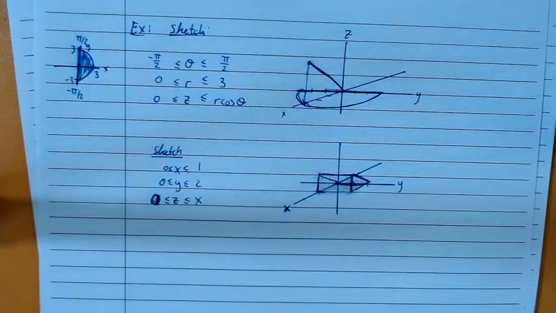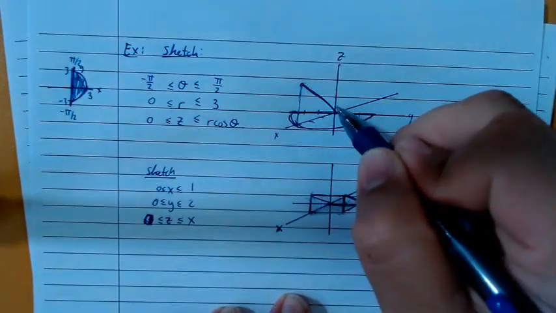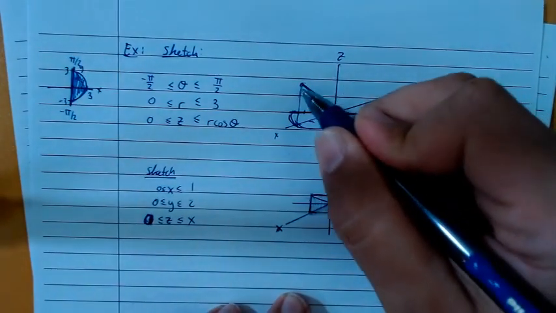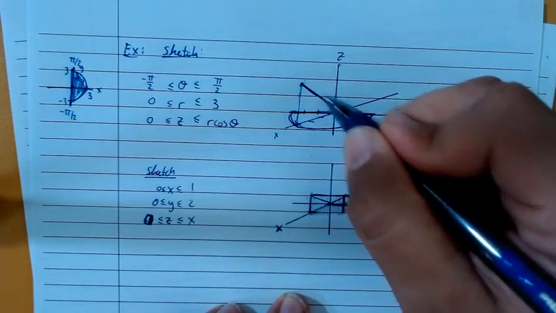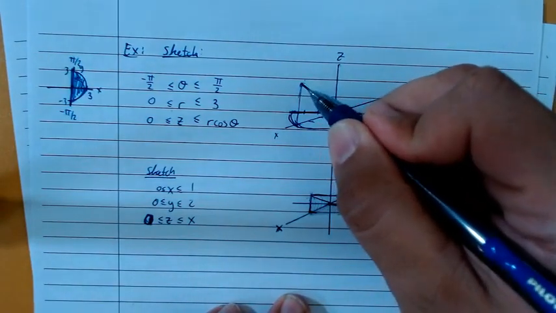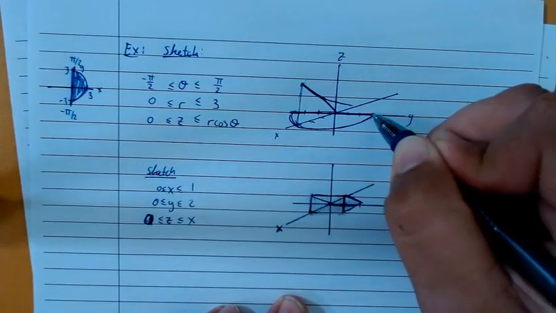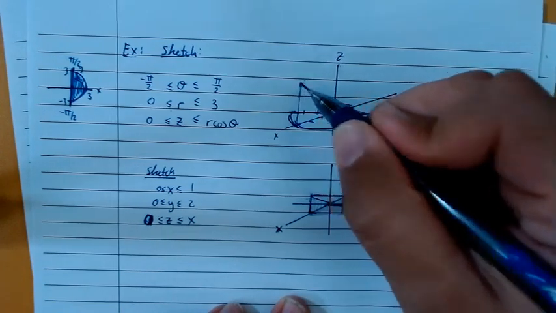Okay. But of course it doesn't do it just along here. It's going to do it all the way down. So this will have this kind of shape along the edge.